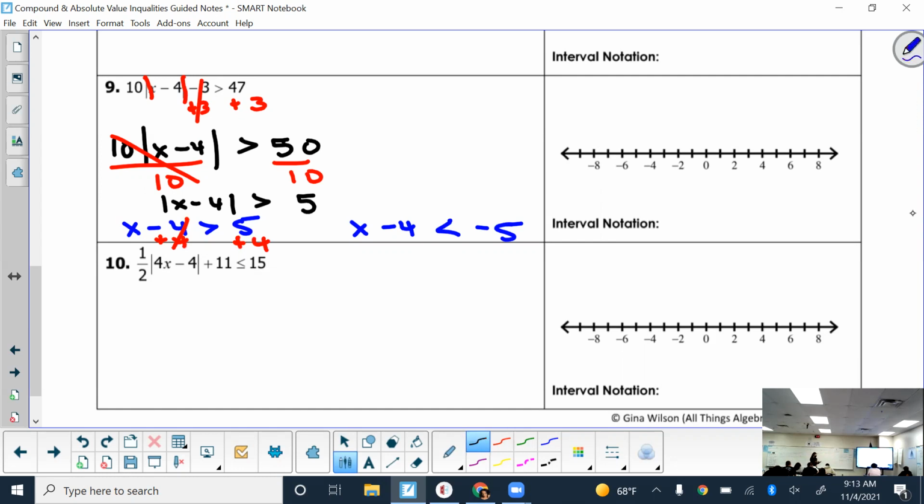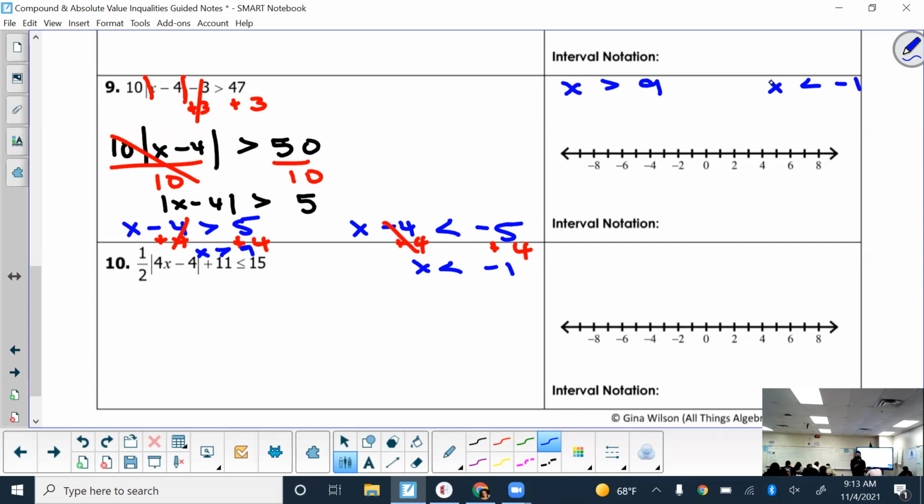We get x, and I'll have to write it over here or something. X greater than what? 9. Try and squeeze it in here, but I also wrote it over there. Over here, add 4 on each side. And we get x less than what? -1. Leave some space in the middle to write the word once you graph it.